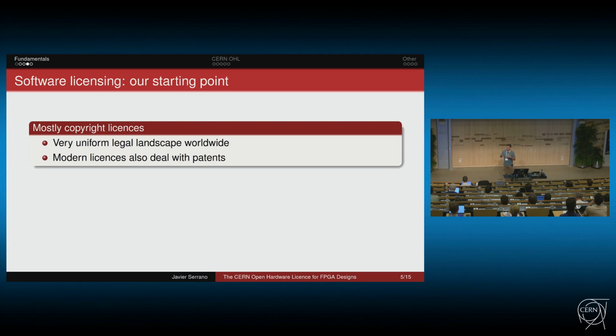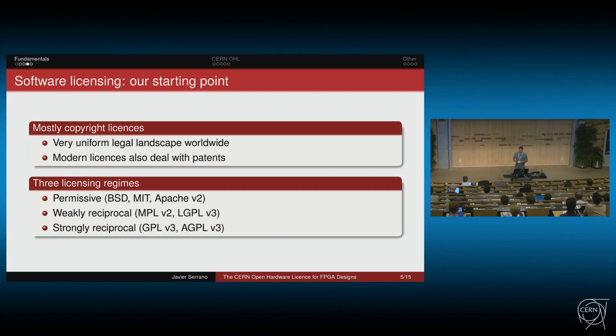So when you give a permission, you're the licensor, and the person who receives the permission is the licensee. So the licensee also receives a patent license, and also typically, there will be a reciprocal of that patent clause, in the sense that if the licensee sues the licensor for patent infringement, then the licensee will lose all or part of the rights given by the licensor.